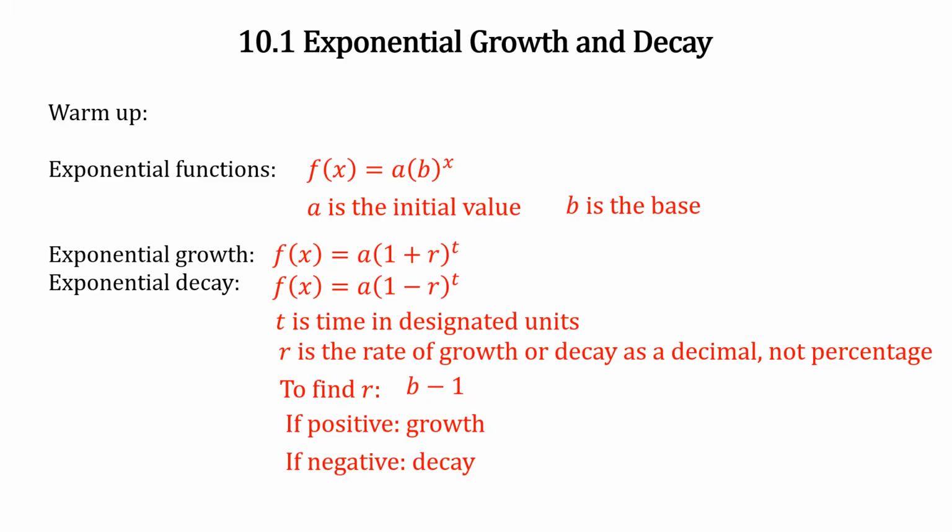T is the time in designated units. R is the rate of growth or decay as a decimal, not a percentage. To find r, use b minus 1. If the result is positive, you have growth. If it's negative, you have decay. All right, so let's look at it.